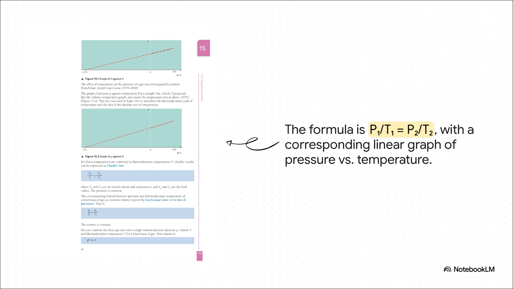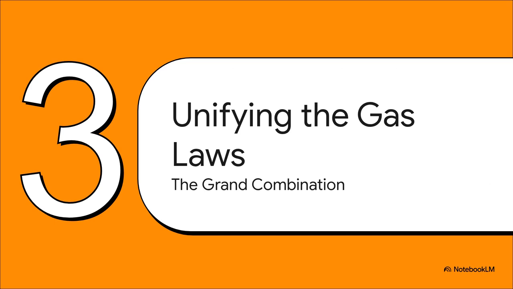So now we've got these three separate laws. What's the next logical step? Well, of course, it's to put them all together. This is where the real magic happens. By taking the insights from Boyle, Charles, and Gay-Lussac, we can smash them all together to create a single, much more powerful expression that shows how pressure, volume, and temperature are all related at the very same time.